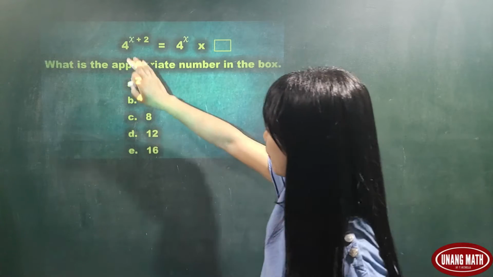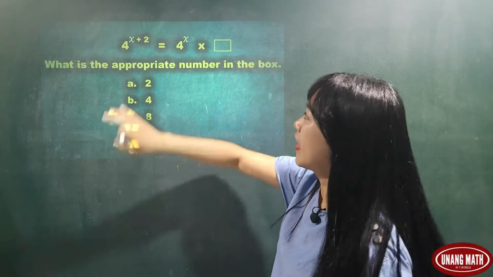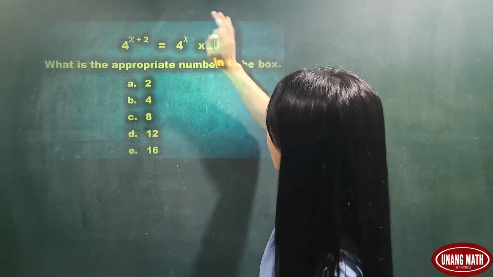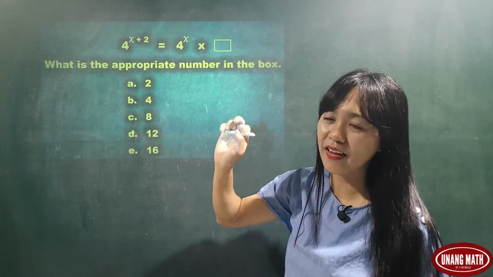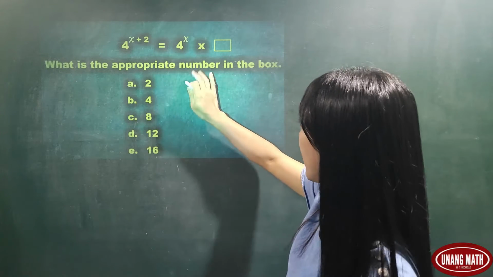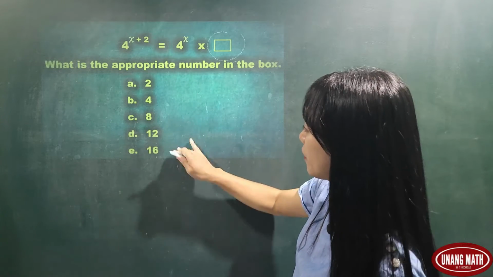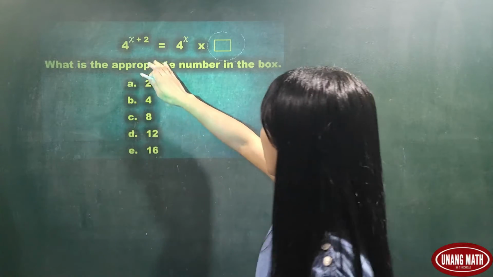Okay, we have here 4, and it's raised to the power of x plus 2. This is equal to 4 to the x times blank. So the question is, what is the appropriate number in the box? Is it 2, 4, 8, 12, or 16? Okay, let's take a look at this one.